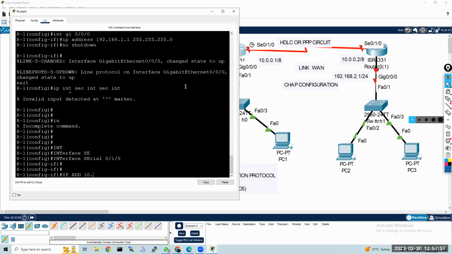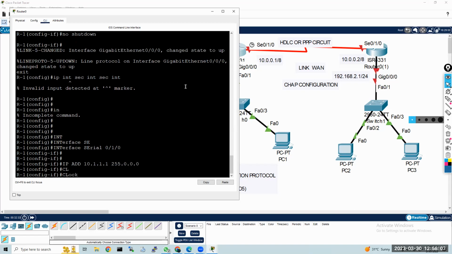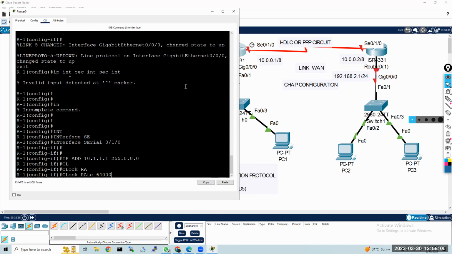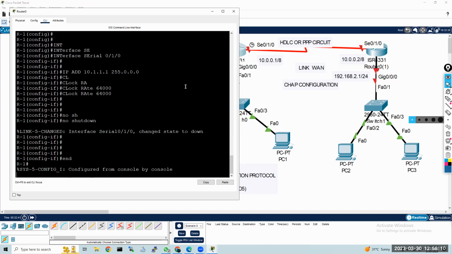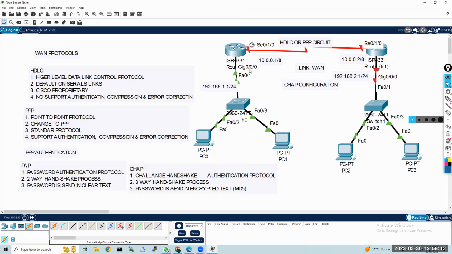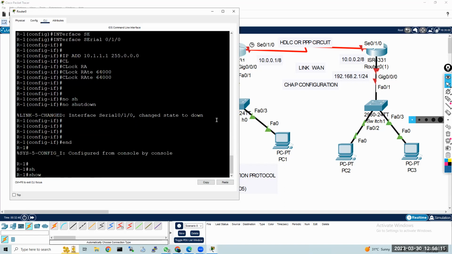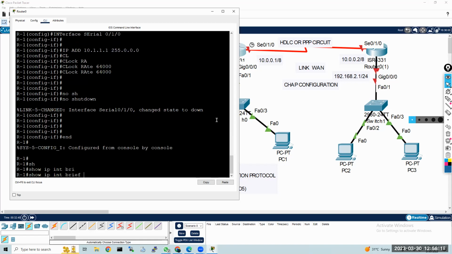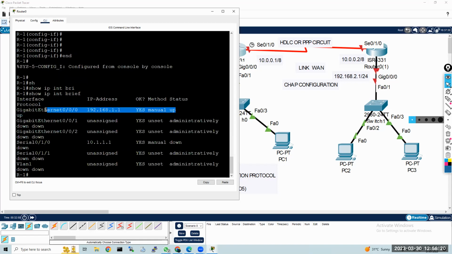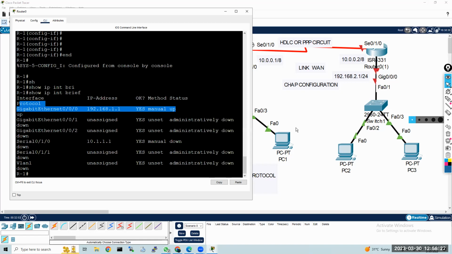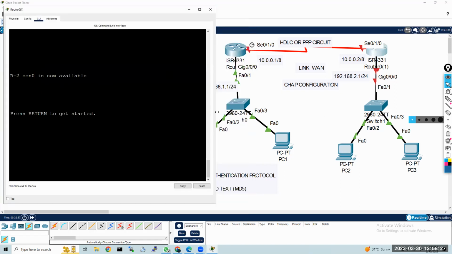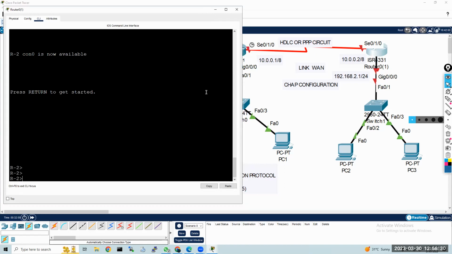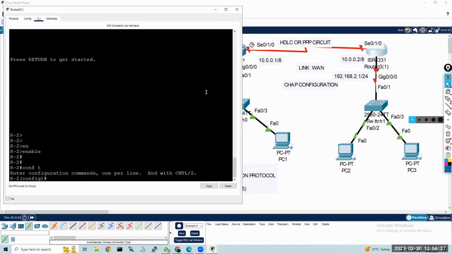IP address 10.1.1.1 255.0.0.0 and clock rate 64000. Enter, no shutdown, and end. At R1 we have the IP address. Show IP interface brief. So this is given correctly. Let's do the same on R2.